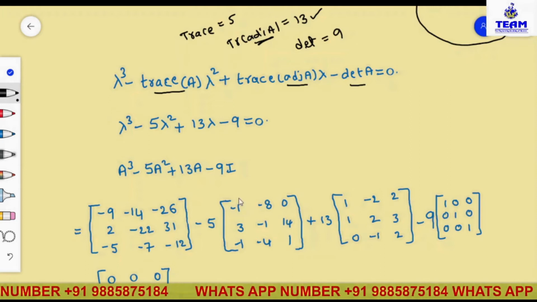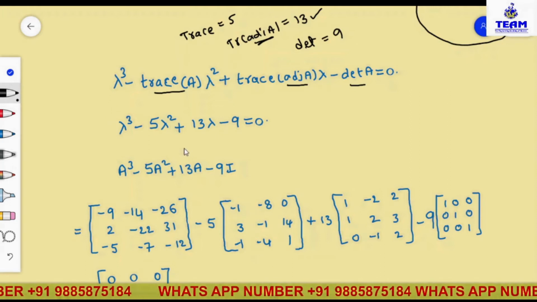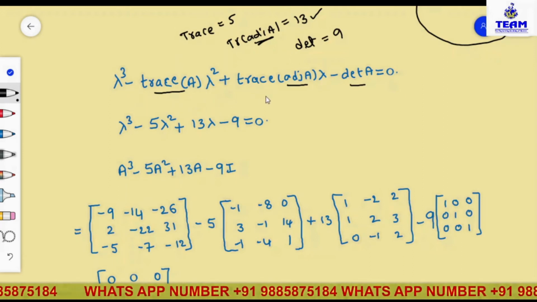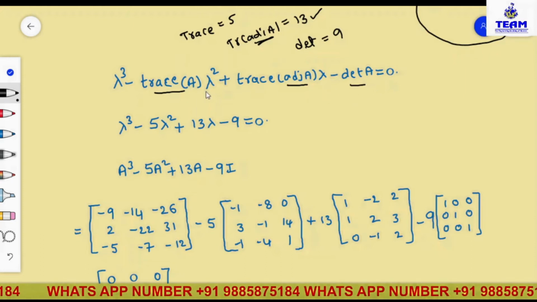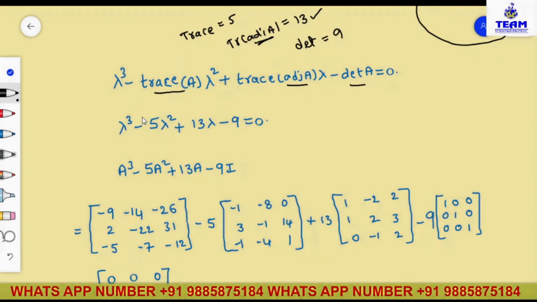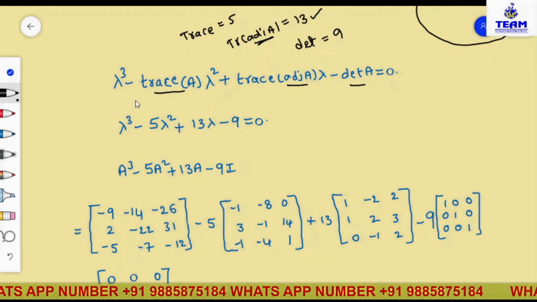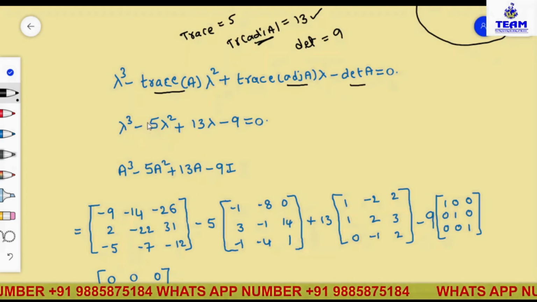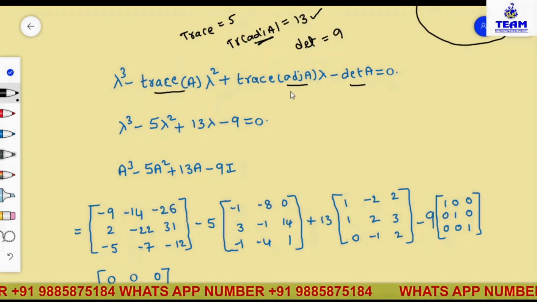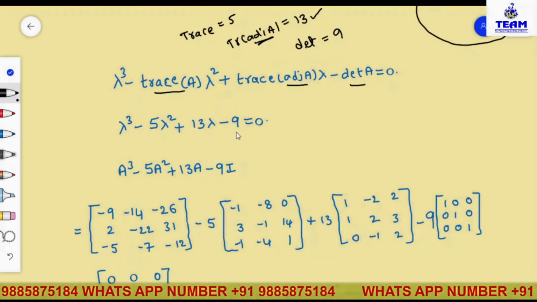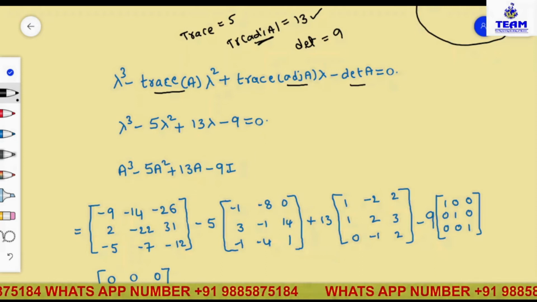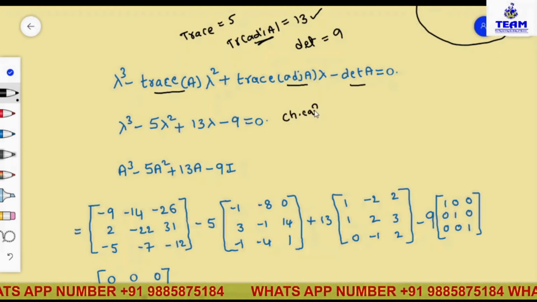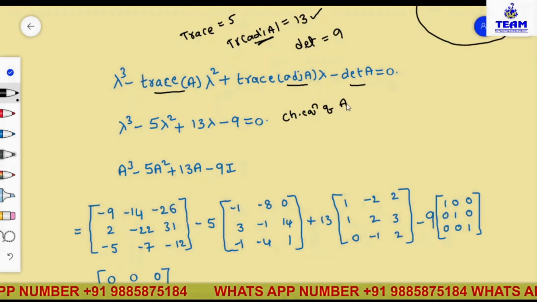I am substituting all these values in this equation. What equation? Lambda cube minus trace A lambda square plus trace of adjoint A lambda minus det A is equal to 0. Lambda cube is as it is, friends. Okay. Trace is what you have? 5. So minus 5 lambda square. These are alternate signs, friend: first plus, minus, plus, minus. Okay. Now lambda cube minus trace A is 5, here plus adjoint is how much? 13. So 13. Det is how much? 9. So minus 9 is equal to 0. Okay. This is actually the characteristic equation of the given matrix A.